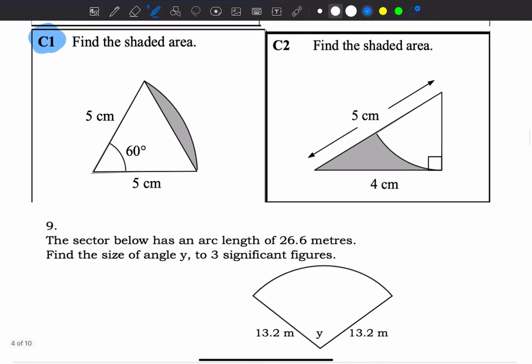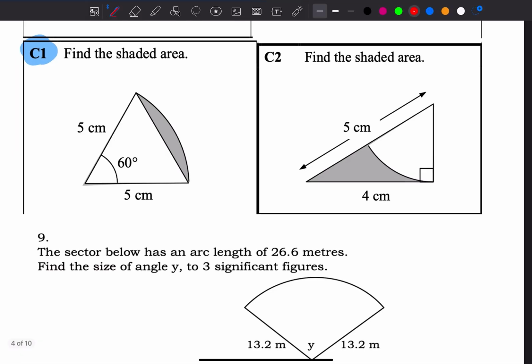Okay, C2. Look at C2. So you want the shaded area. What you could do is work out this one. This is your height on that triangle. What is the height then? It's the shorter side on the triangle. If you look at it, Pythagoras, right angle triangle. So the shorter side is 5 squared take away 4 squared, plug it through a calculator, is 3. So this is 3.